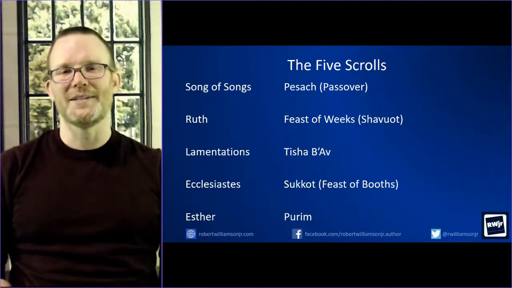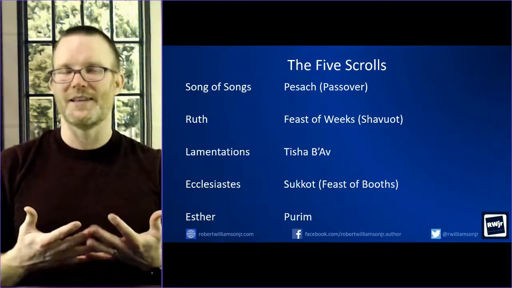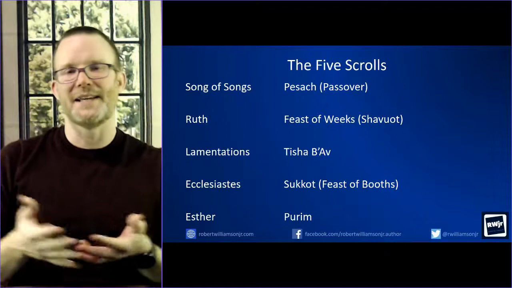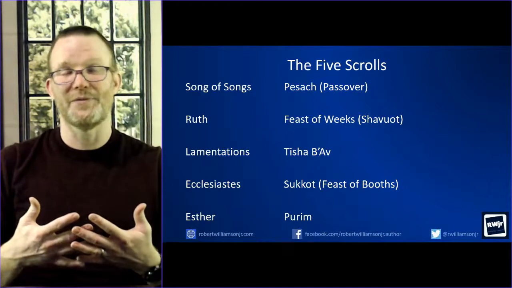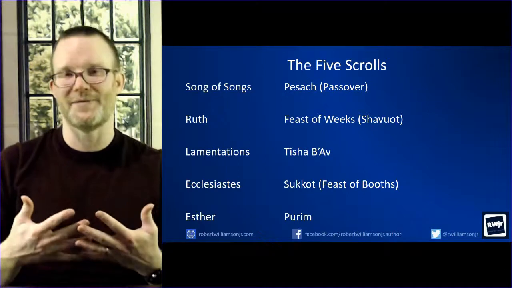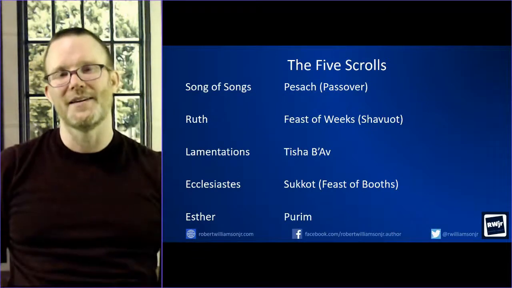Now, my premise in this book is that these 5 texts are really rich texts, and in the Jewish tradition, they have been elevated to the status of festival scrolls. They're part of the Jewish community's worship life, their faith life. They inform the imagination and the faith of our Jewish brothers and sisters and siblings.